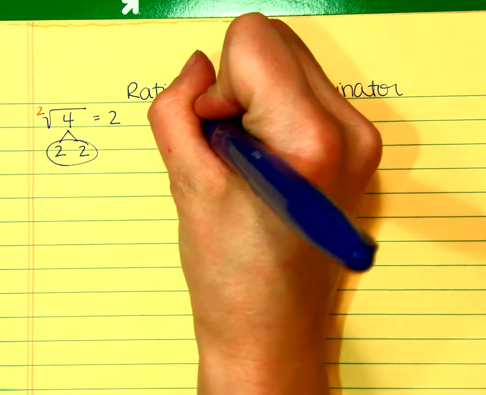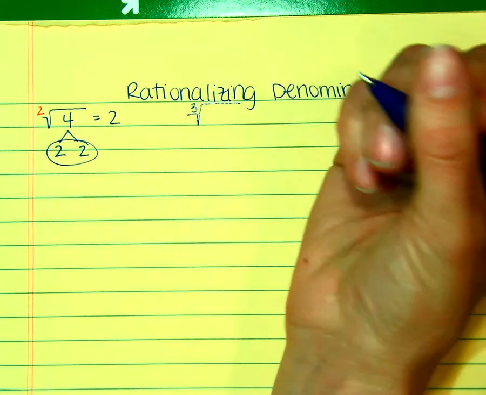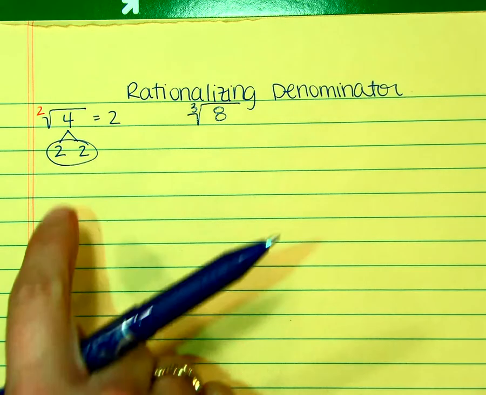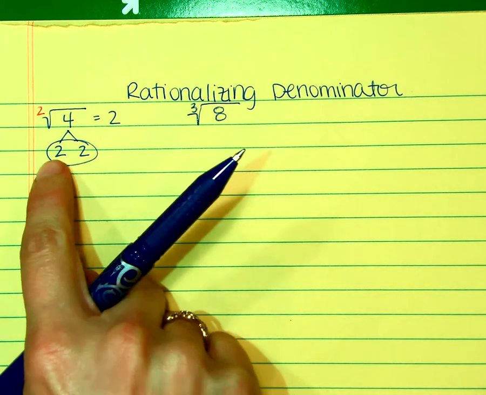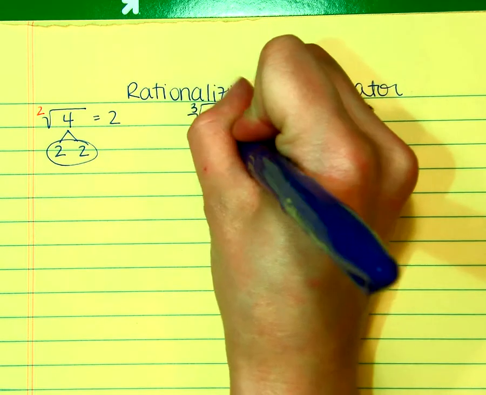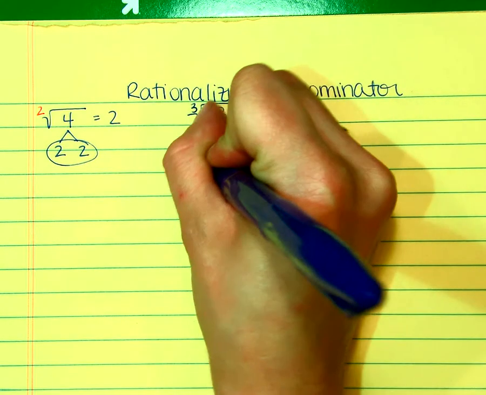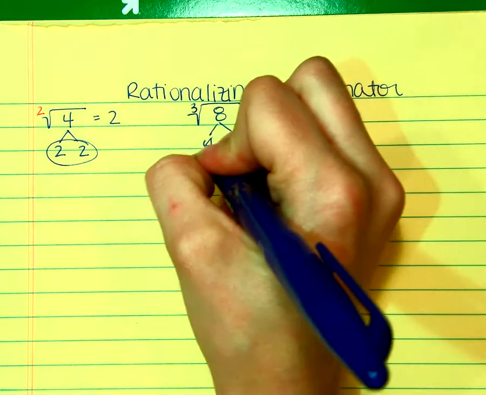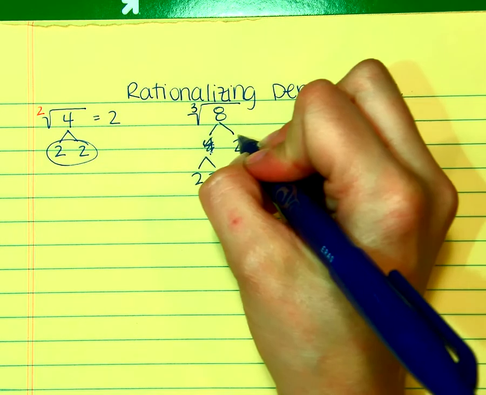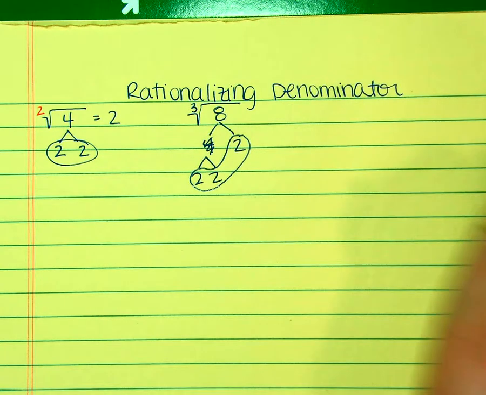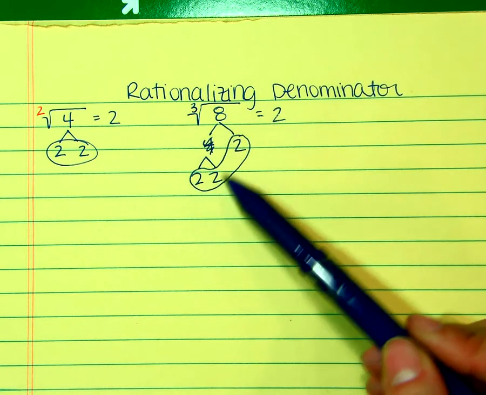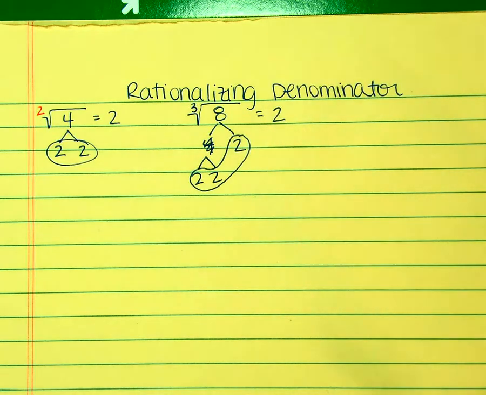Now, let's say we were taking the cube root of the number 8. All right? So instead of needing a pair of 2's, or any pair, we're going to need groups of 3. So let's go 4 and 2, 2 and 2. I'm going to cross out this 4 because I used it. I broke it down into primes. I now have a group of 3 identical factors. So the cube root of 8, I need to have 3 identical factors, and that's also 2.